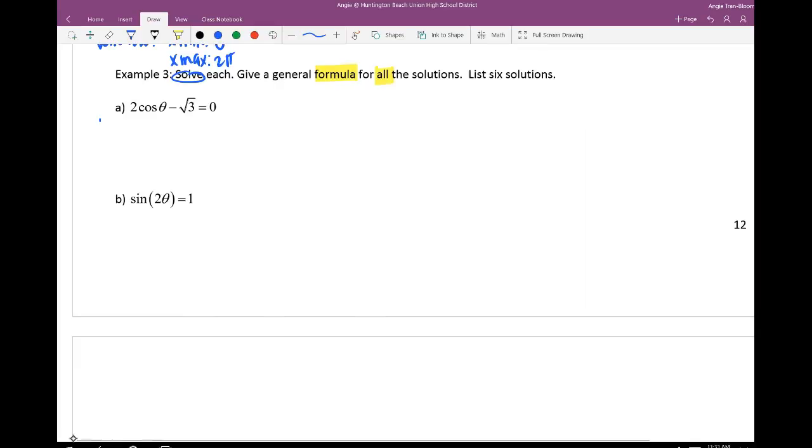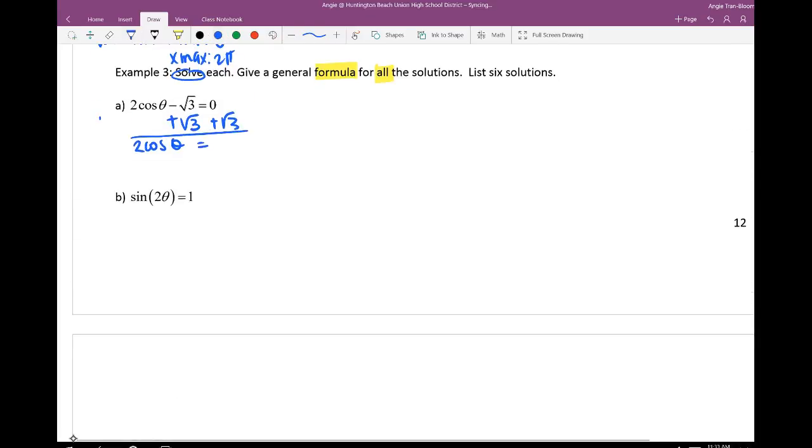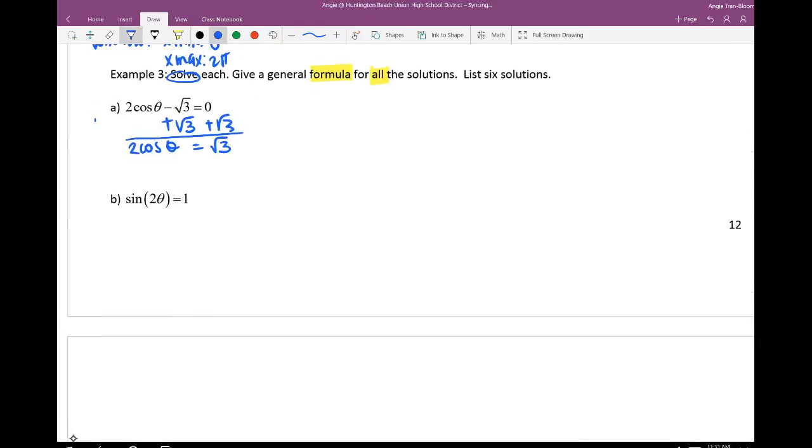First I'm going to add radical 3 to both sides. The formatting of this looks a little bit weird. Hopefully it's better on your notes packet, but I highly doubt it. Sorry about that. So 2 cosine of theta equals rad 3. Divide both sides by 2. So I'm going to move it here, because the formatting is a little bit off. Cosine of theta is now positive rad 3 over 2.